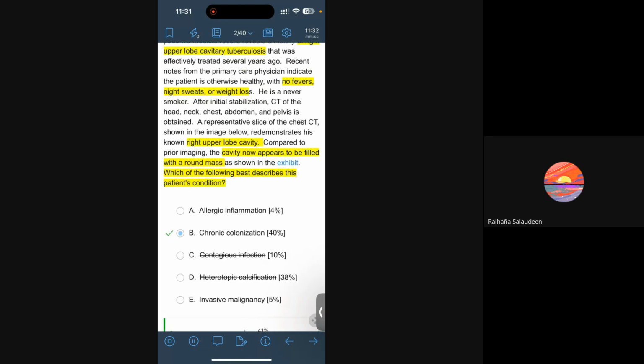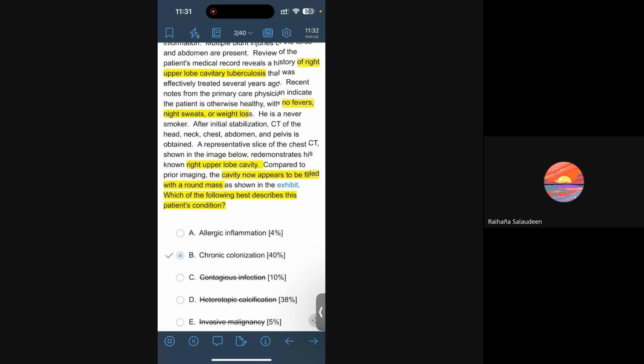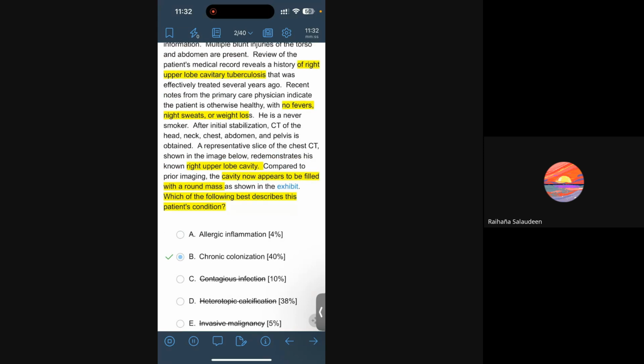Okay, the answer for this question is chronic colonization. It is an asymptomatic condition found incidentally.